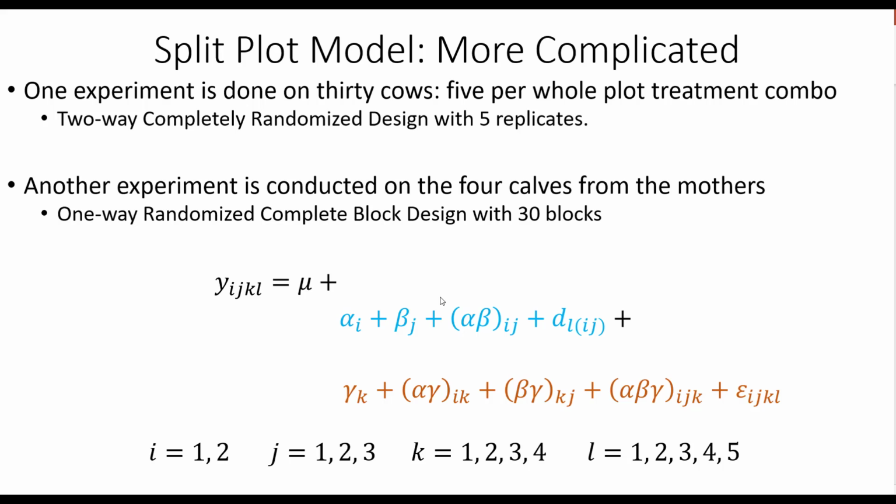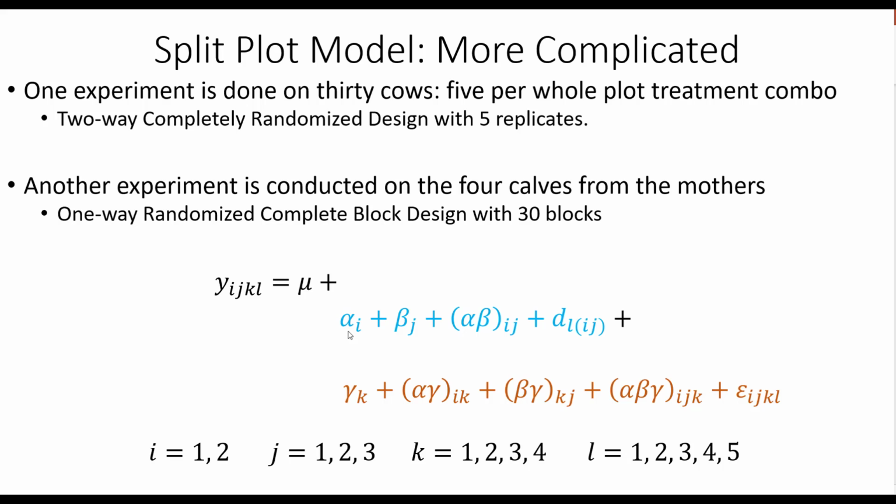themselves. Mentioned in the first video, the interaction term goes in the lowest level that a particular factor appears in. That's also in that interaction term. So for instance, the interaction term for alpha and beta: since alpha and beta are both in the whole plot, the interaction term is in the whole plot.